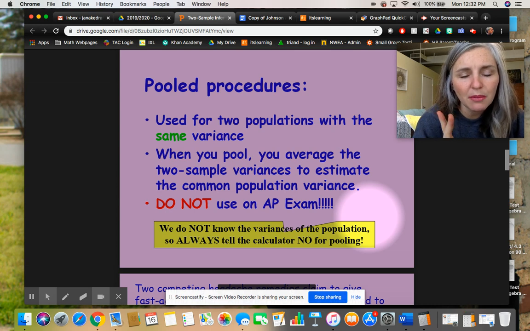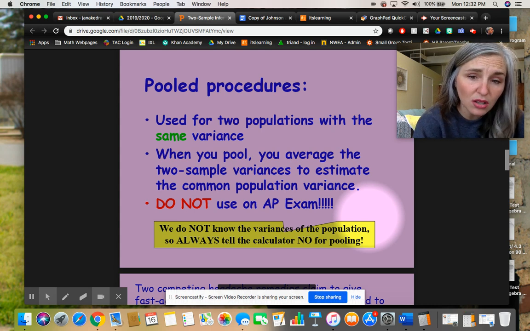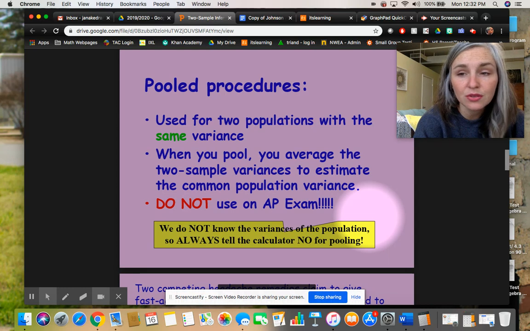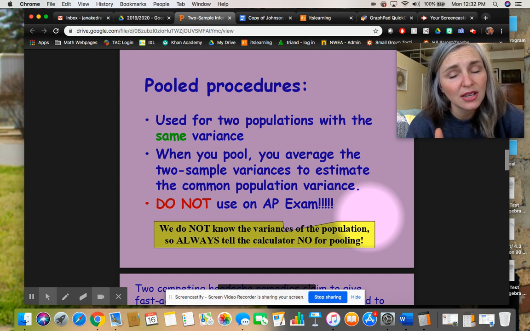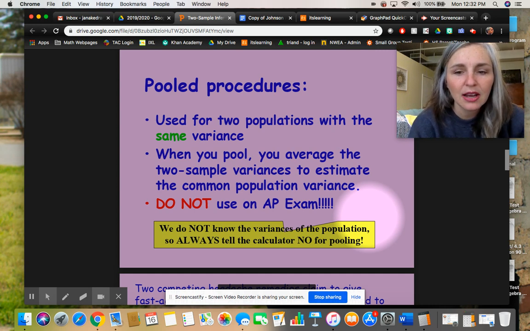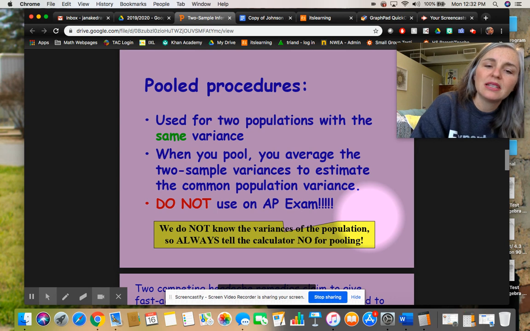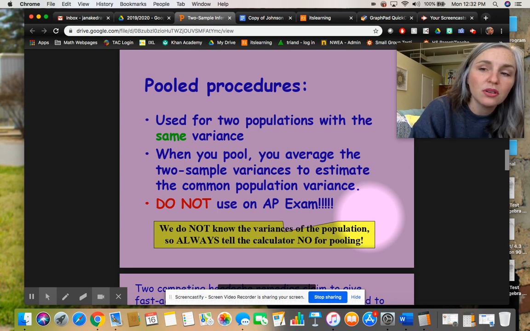If you have 2 populations that have the same variance, which is not normal, when you pool, this is what it's called, when you pool, you average the 2 sample variances to estimate the common population variance. But don't do this. It exists. It's a thing. If you're Googling stuff, it's going to come up. So I didn't want to mention it. I did want to mention it. But for this class, we're not going to pool.